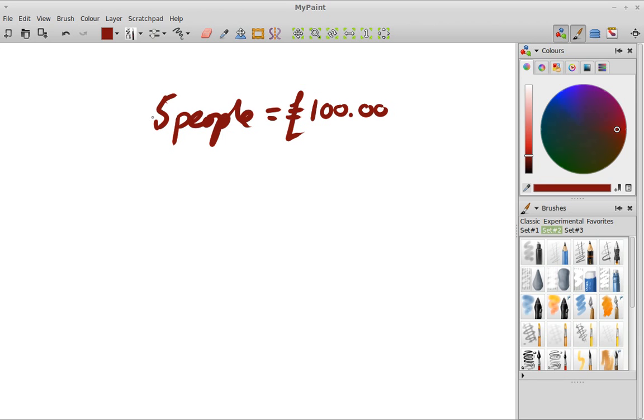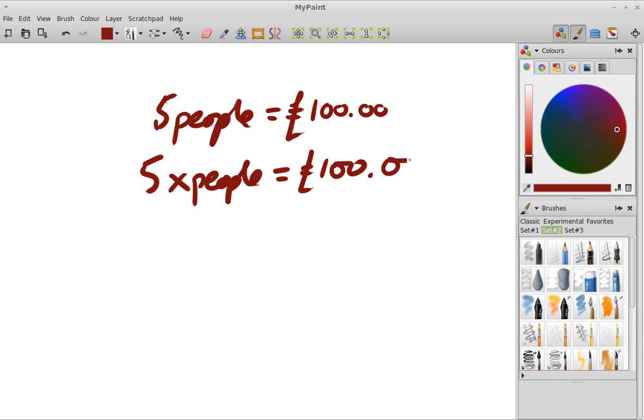Now if you can answer that, you're already good at transposition, because the method that you've just done in your head to work out the answer is exactly transposition. We've got 5 people gives £100. We don't want to know what 5 people have contributed. We know that it's 100. We want to know what one person's contributed. So to work that out, of course, we'll do 100 divided by 5.